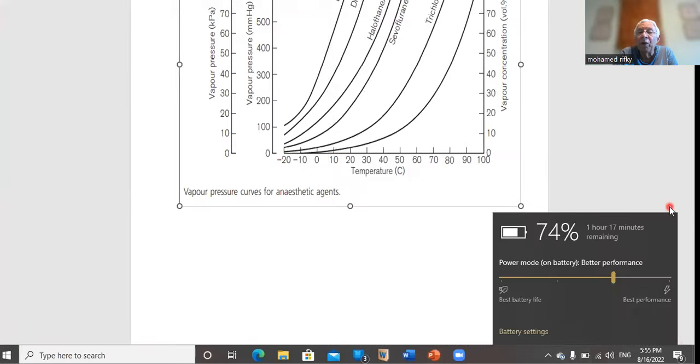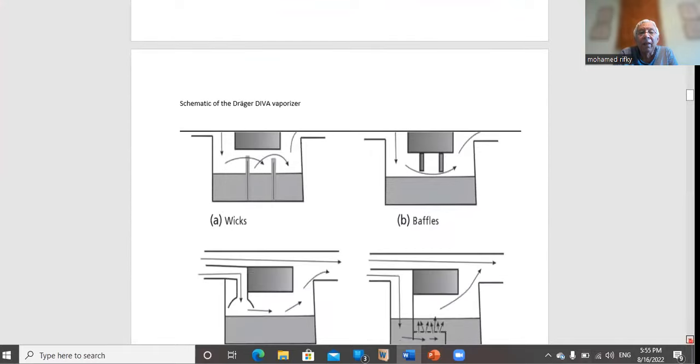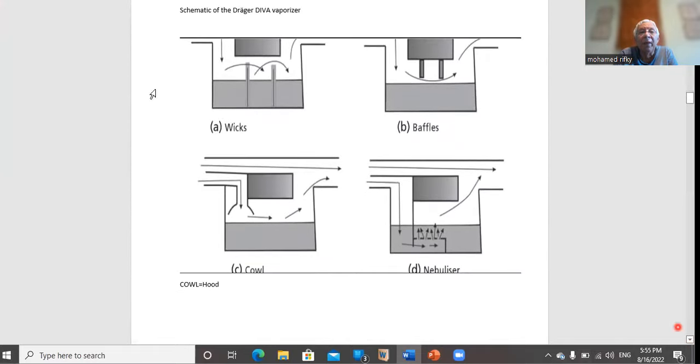This is the saturated vapor pressure we told you before. And then we go downwards to see. By the way, this is the method of how to increase the surface of vaporization. This is wicks. We'll show later on what the meaning of wicks is. They are a projection from the vaporizer outwards, which increases the surface area. As you can see, it's not just a straight line, it's going upwards and down and so forth. And this is the baffle system we told you before. This directs the fresh gas flow over the surface of the anesthetic. And this is the cowl we told you before, which will be shown now in the Boyle's bottle. And this is the central tube, which we'll tell you later on how it creates bubbles, which increases surface area.